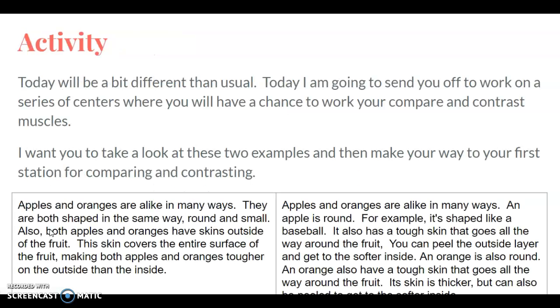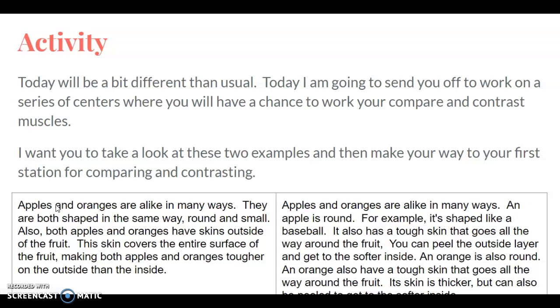I want you to direct your attention to the bottom of this slide and follow along as we share some information about apples and oranges. Apples and oranges are alike in many ways. They are both shaped in the same way, round and small. Also, both apples and oranges have skins outside of the fruit. This skin covers the entire surface of the fruit, making both apples and oranges tougher on the outside than on the inside.